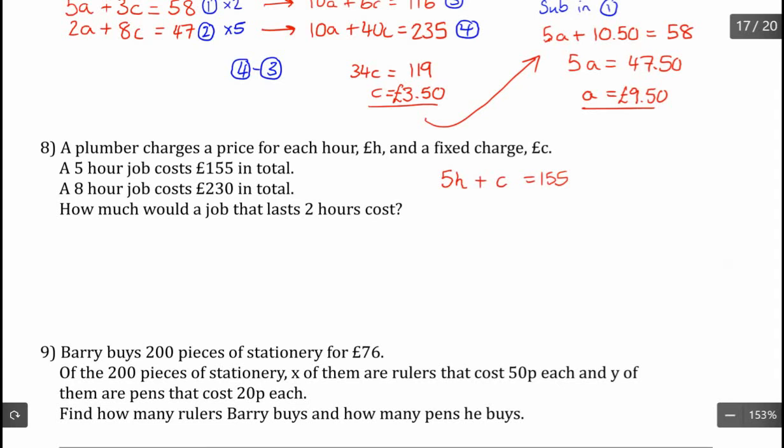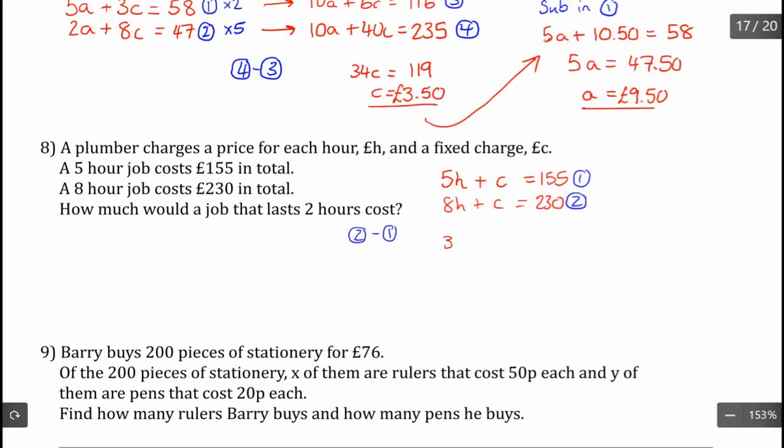So that's my first equation. And 8 times the number of hours plus the fixed cost is £230. And there's my second equation. Now my C's are already the same and ready to be eliminated by subtracting, so I'm going to do equation 2, take away equation 1.